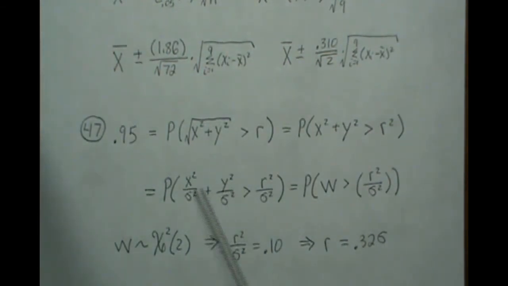And they're independent, so we can add them, and we get another chi-squared with 2 degrees of freedom. So then this becomes this, where w is a chi-squared. So if this interval is 0.95, that implies that this quantity is 0.1. So then, to solve for r, you multiply sigma squared up, take the square root of both sides, and you get this value.